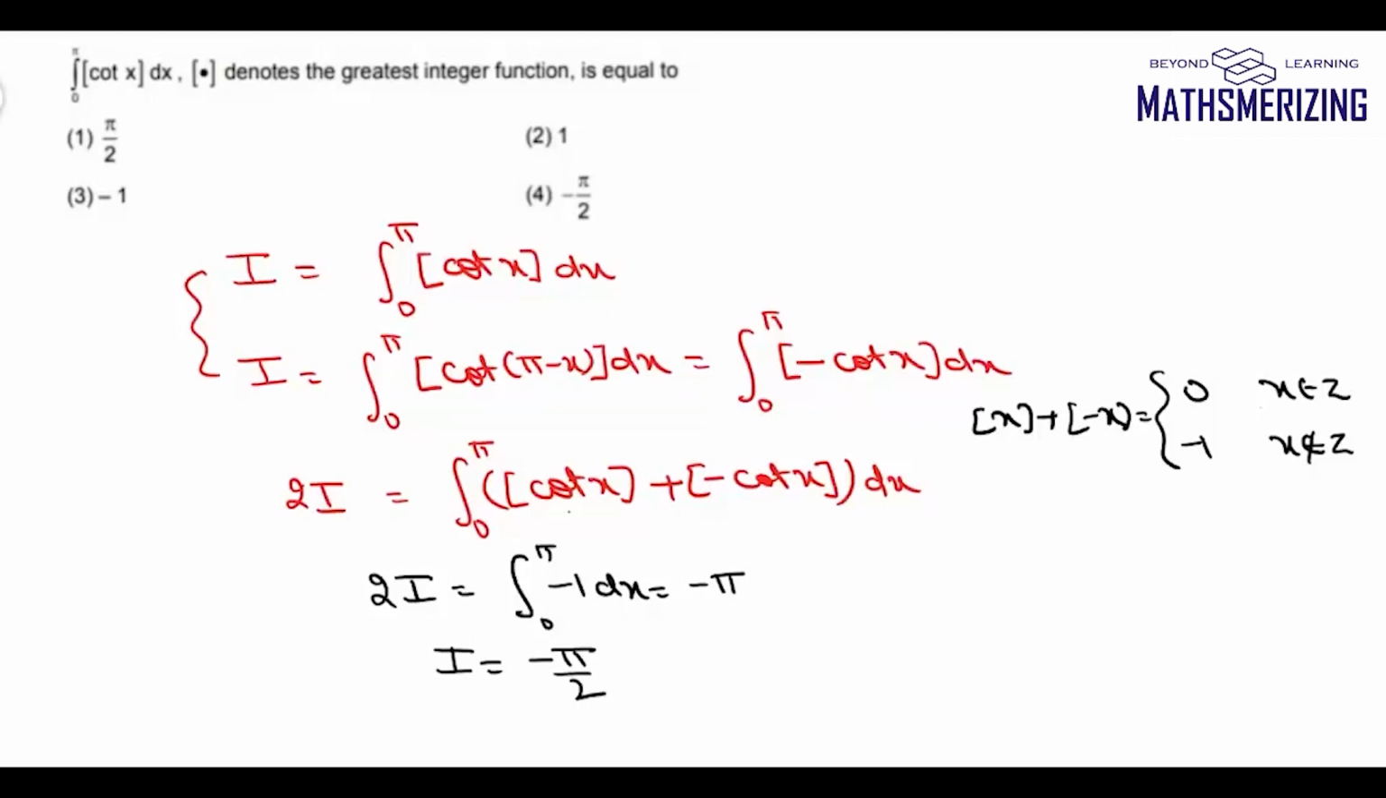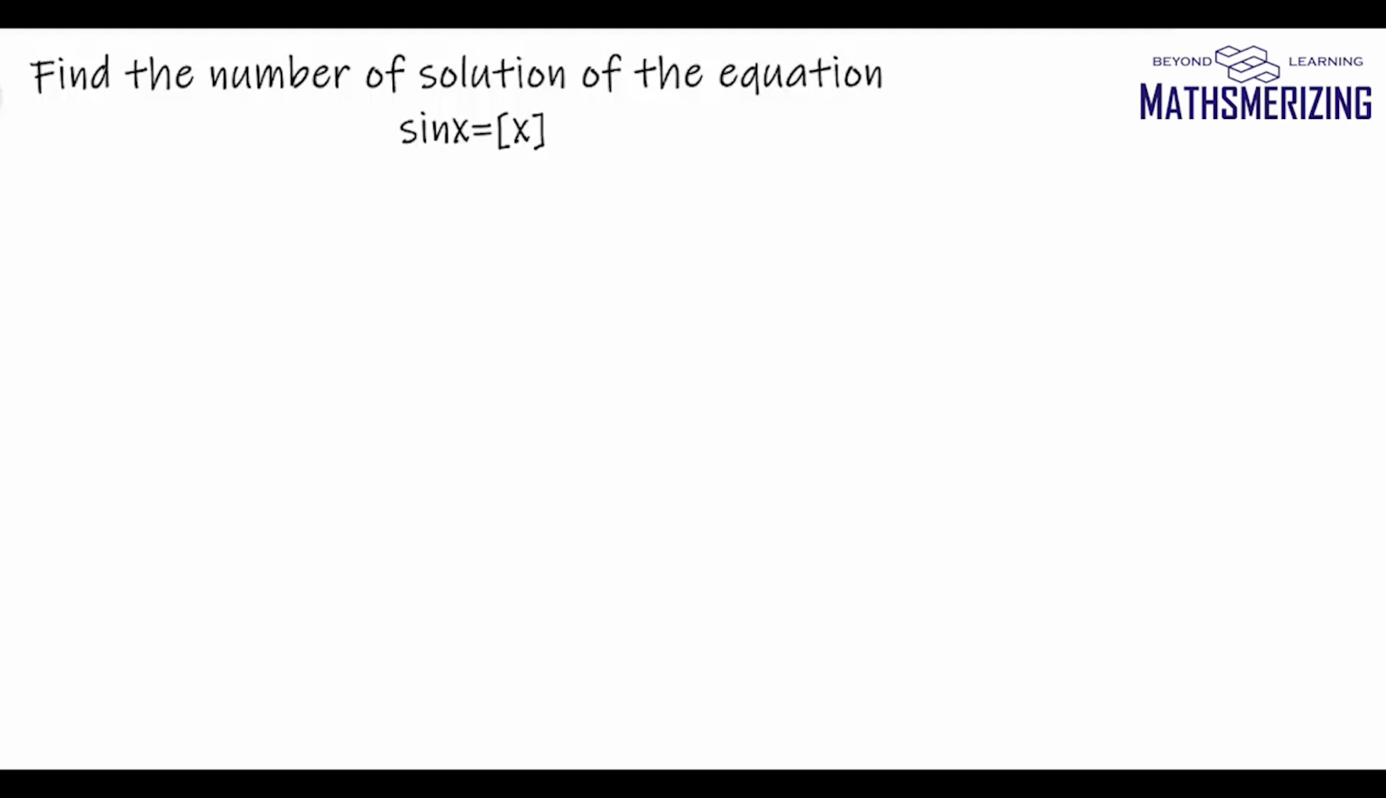minus pi by 2. Here the question is, find the number of solutions of the equation sin x is equal to the greatest integer function of x. Now we know that the greatest integer function is an integer. So that means sin x should also be an integer. So in this case, sin x can only have 3 integral values. Either the value of sin x can be -1, or the value of sin x can be 0, or the value of sin x can be +1.